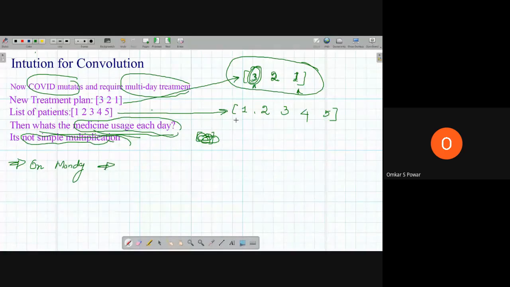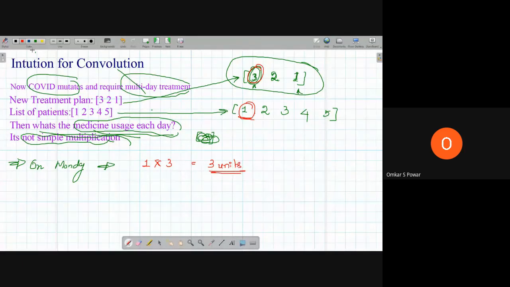Let me use this red ink. So on Monday, the first patient comes and takes, for the first day, how many units did I tell? 3 units of dosage. So the total dosage units consumption on Monday is 3 units.